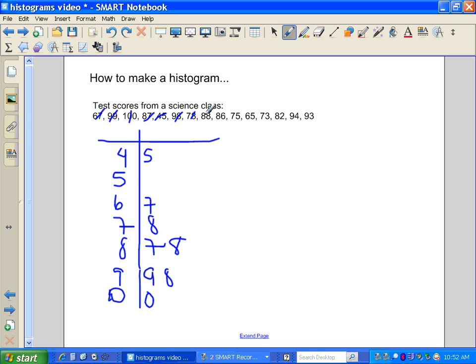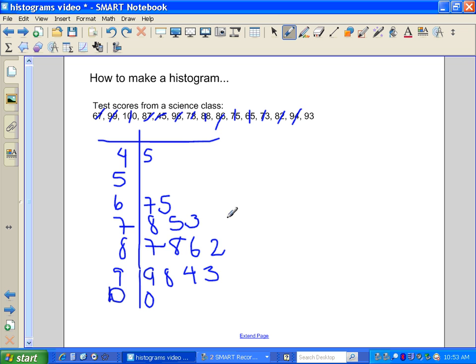88, hopefully you're doing this in your notes, 86, and hopefully you're doing it neater than I am, 75, 65, 73, 82, 94, and 93. Great, looks good. So, sort of looks good.